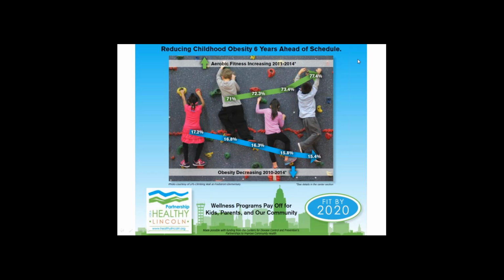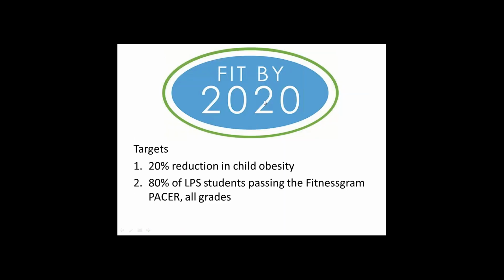So this is our progress. We set a goal of hitting a certain target by 2015, and we did reach that target. We've had increases in fitness and decreases in child obesity, and so we've now set 2020 targets. Go ahead, next slide. We were able to get a 10% reduction in child obesity based on our baseline in 2010, so we're going to try to get 20% from that 2010 baseline by 2020. As we've gotten more into this, we're really focusing more on the fitness side of things. We just want to see if we can get 80% of the kids passing that FitnessGram test in all grades by 2020. Next slide.